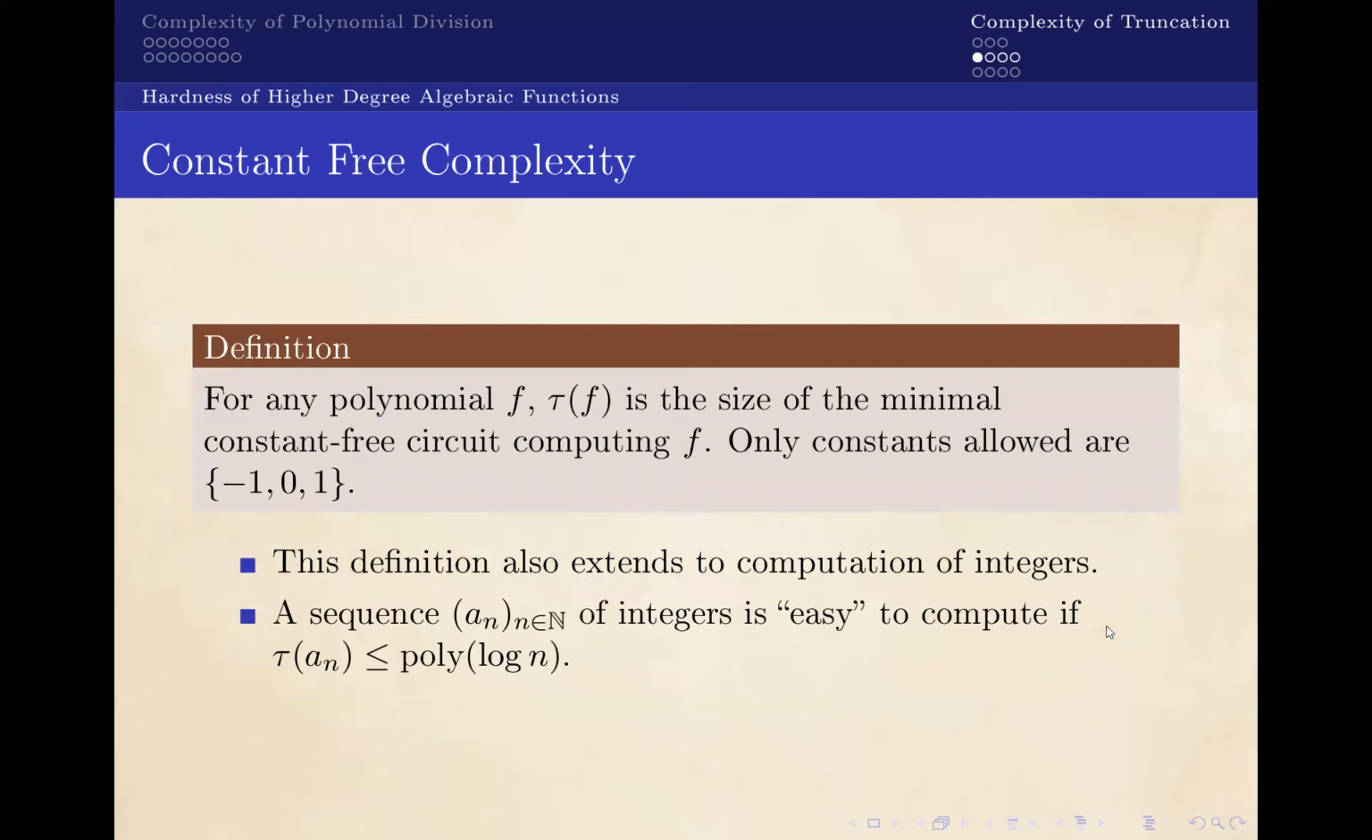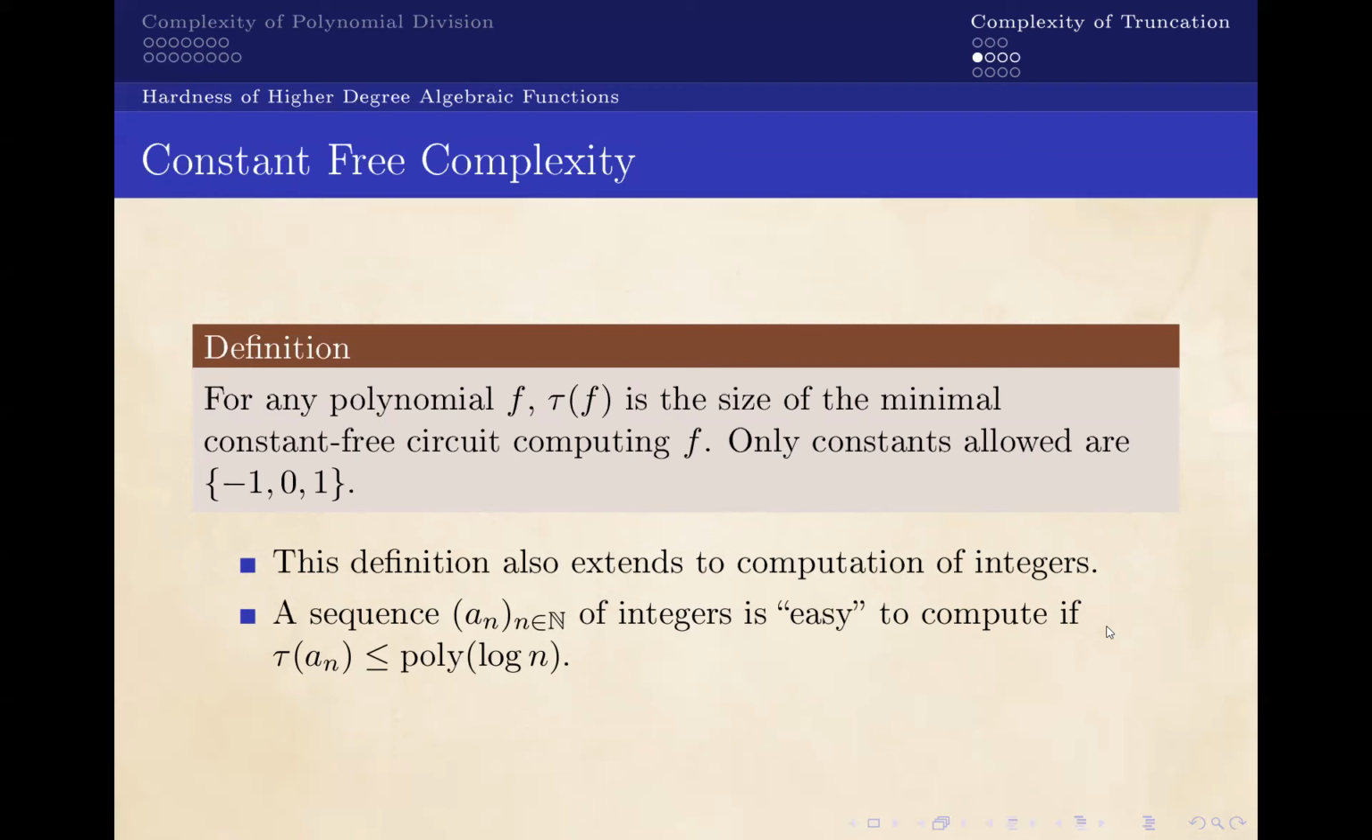So to answer that question, let me define a narrower notion of arithmetic complexity. For any polynomial f, we define tau of f to be the size of the minimal circuit which computes f, but the condition is that the circuit should not use any free constant from the field. It can only use constants which are minus 1, 0, and 1, and then every other constant it has to build by paying the cost of building that constant.